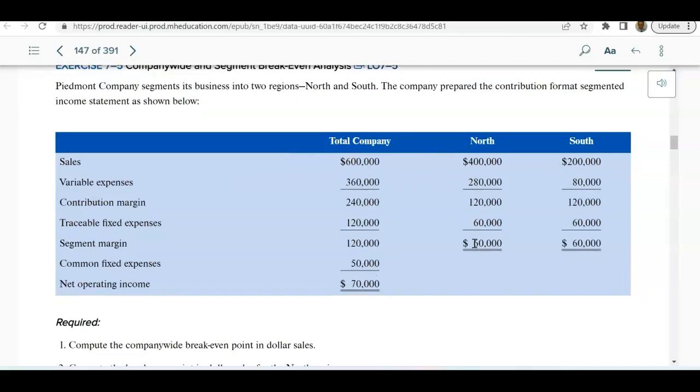Here is the North related information. Here is the South related information. Sales minus variable expenses gives you contribution margin. Using contribution margin, you can pay all fixed expenses and have a segment margin. In this scenario, for North, segment margin is 60,000. For South, segment margin is also 60,000. But we have common fixed expenses of 50,000. Therefore, net operating income ends up to be only $70,000. We have a common fixed expense that has nothing to do specifically with North or South.